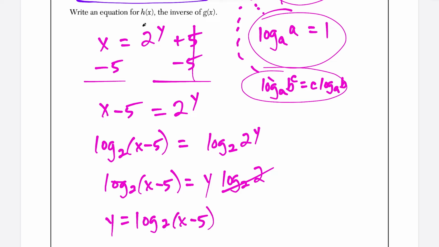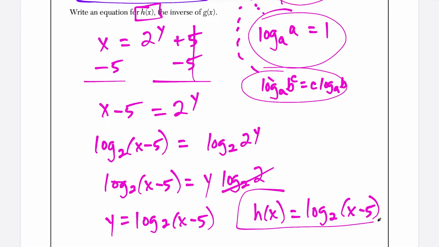But now, just to answer this formally, I'm going to write an equation for h of x. So I'm just going to say over here, h of x is equal to log base 2 of x minus 5. And here is our solution to the last part.